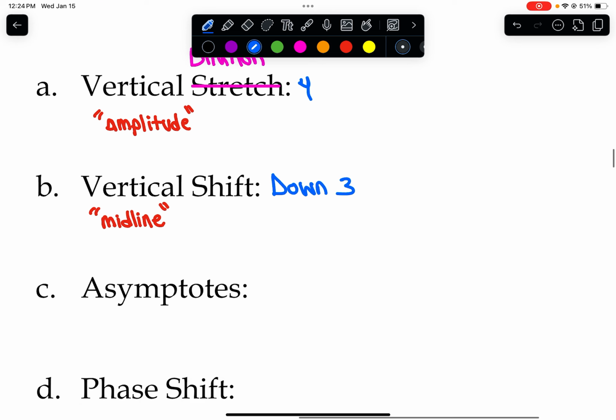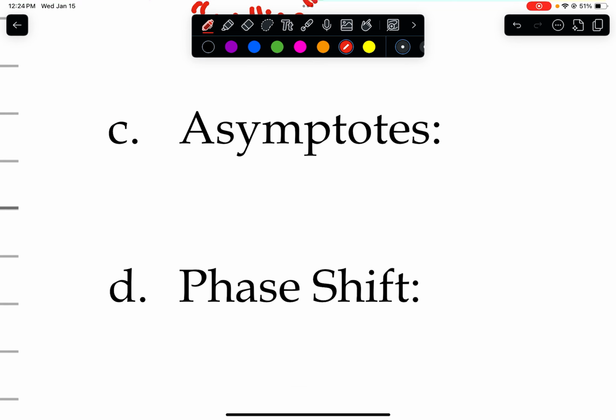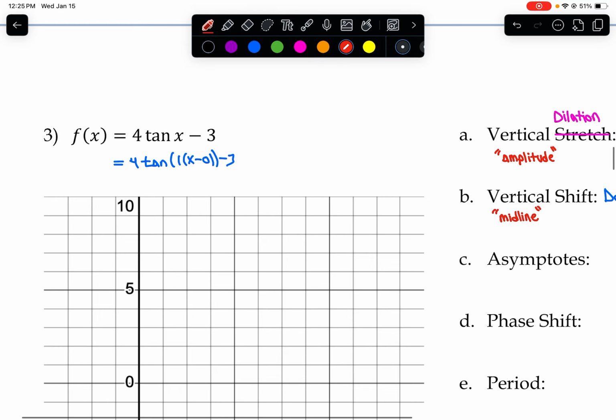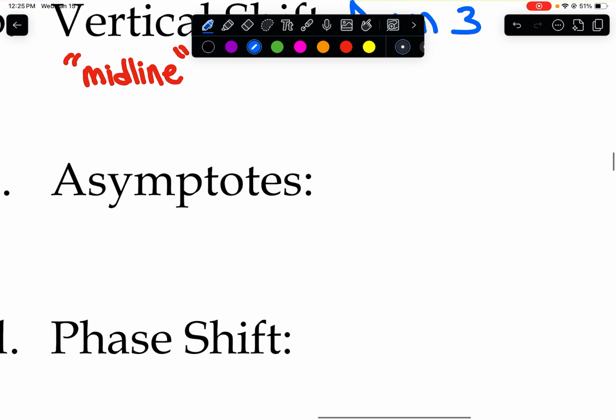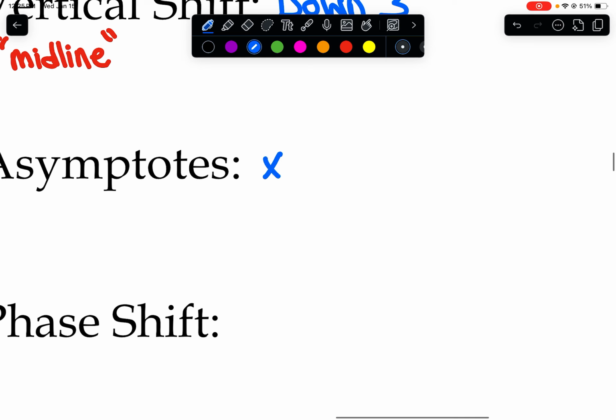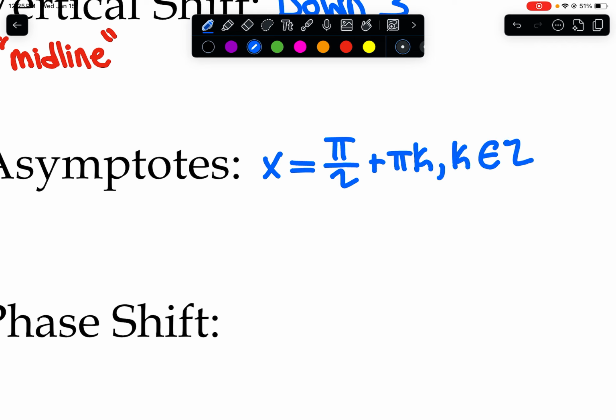All right, and then your asymptotes. Now your asymptotes are going to change based on a phase shift. So in this case, we don't have a phase shift, so the asymptotes are going to stay the same. So for tangent, your asymptotes are going to be your pi over 2s. And then don't forget, k is an element of the integers. Should be a double Z. There we go.